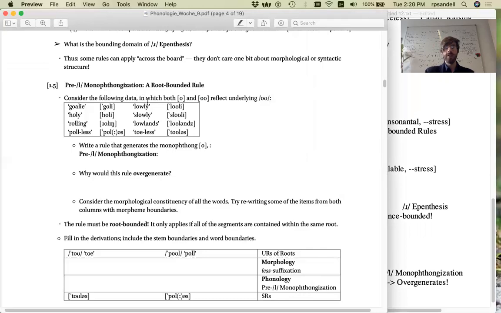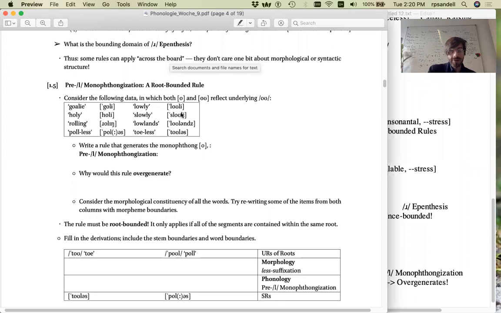Now, if we consider the morphological structure of these words, then we may actually be able to see a difference. So in all of the forms on the left hand side of the column, the L and the underlying diphthong O are all contained within the same root. We can't draw any morphological boundary between the vowel and the L.